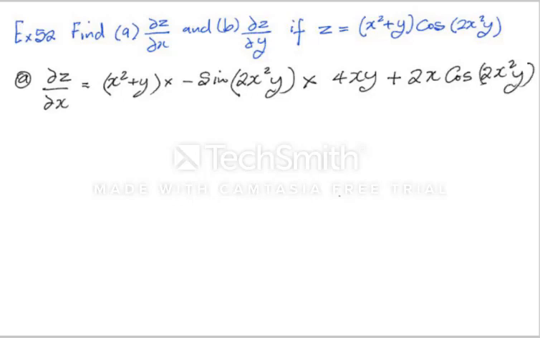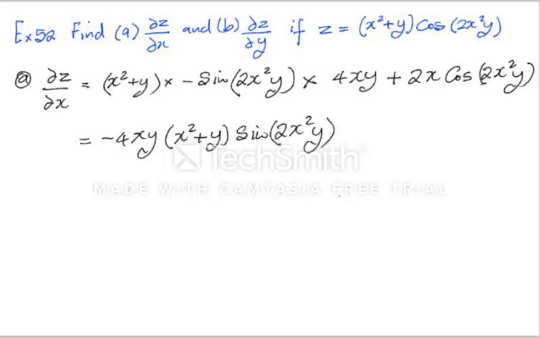Alright, so the answer, let us simplify it or write it prettier. We have minus 4xy, open bracket, x squared plus y, close bracket, sine 2x squared y, plus 2x cosine 2x squared y. All right, let's go for B.